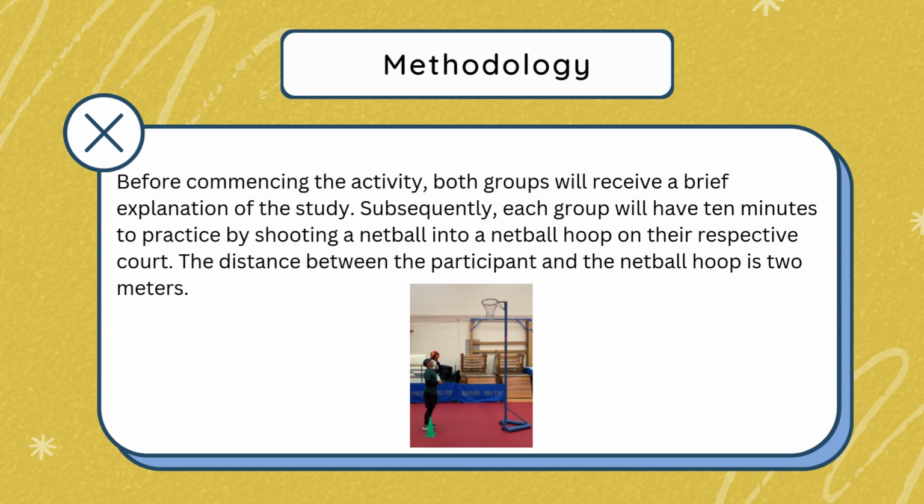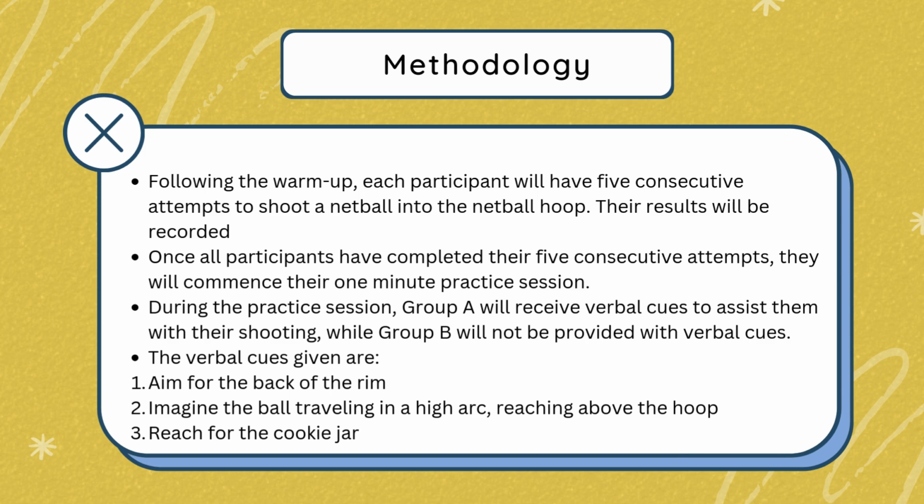Before commencing the activity, both groups will receive a brief explanation of the study. Subsequently, each group will have 10 minutes to practice by shooting a netball into a netball hoop on their respective court. The distance between the participant and the netball hoop is 2 meters. Following the warm-up, each participant will have 5 consecutive attempts to shoot a netball into the netball hoop. Their results will be recorded.